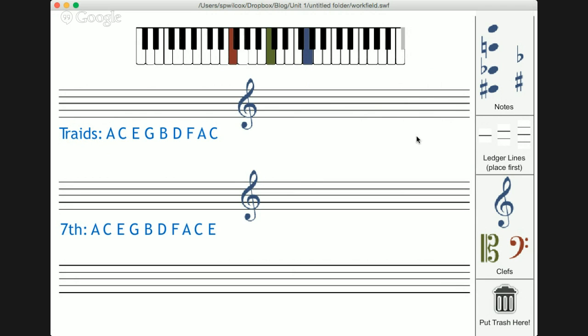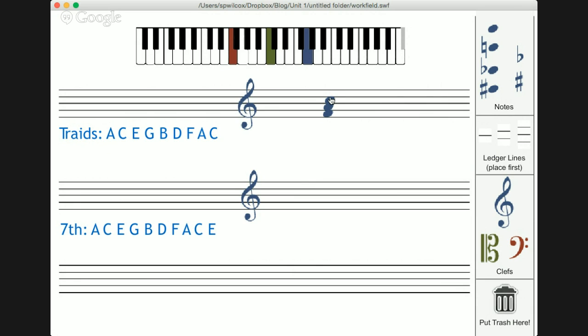Okay, so let's go ahead and build some triads. If you remember, how many semitones are there for a minor third? Well, for a minor third, we have 3 semitones, right? So if we start on C, 1, 2, 3, C and E flat.